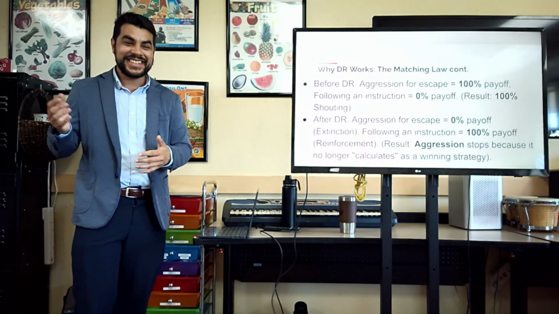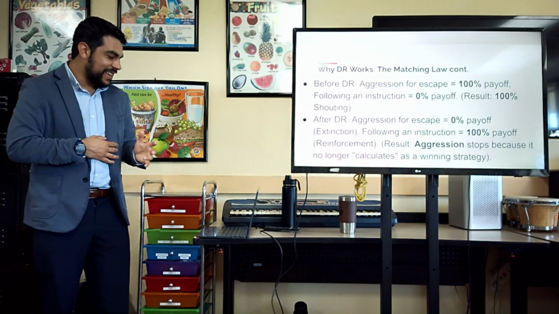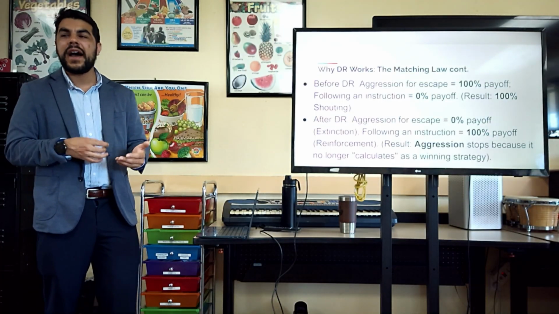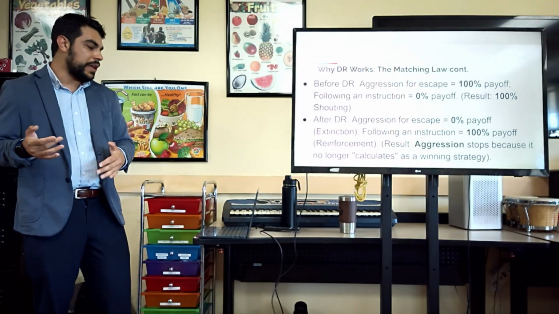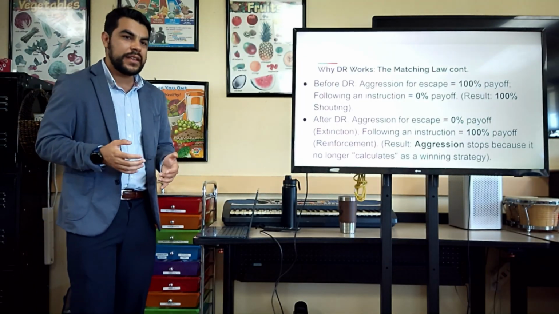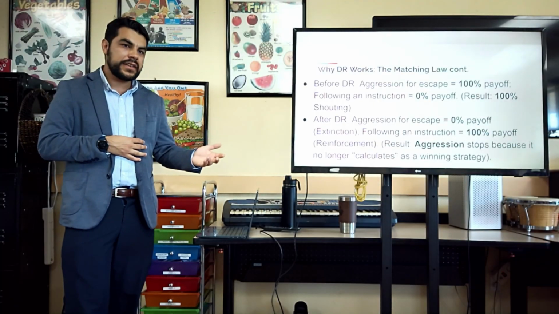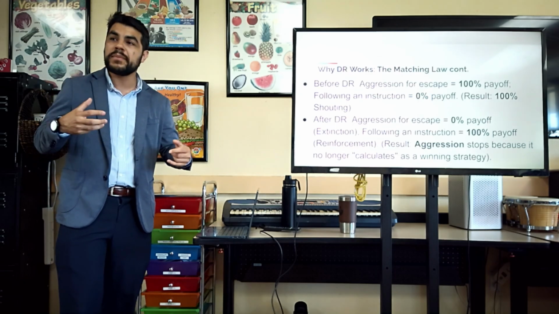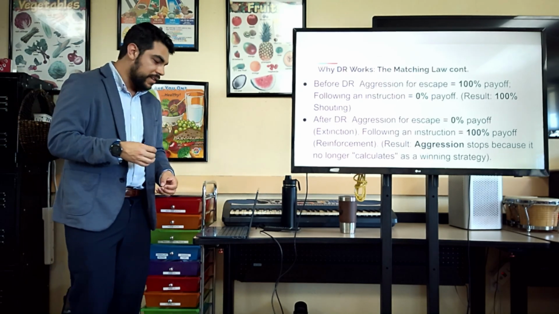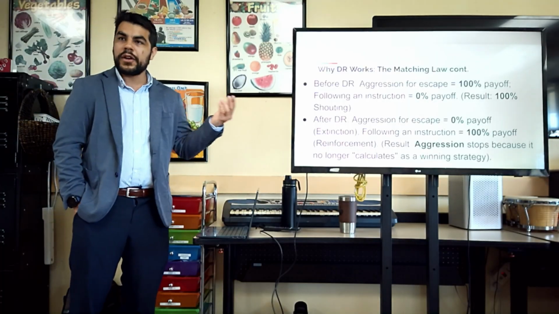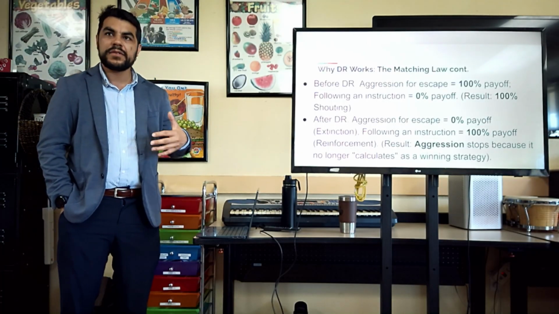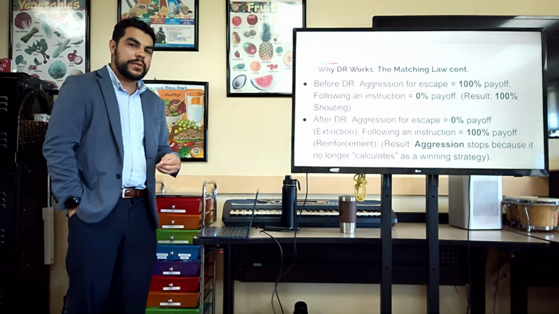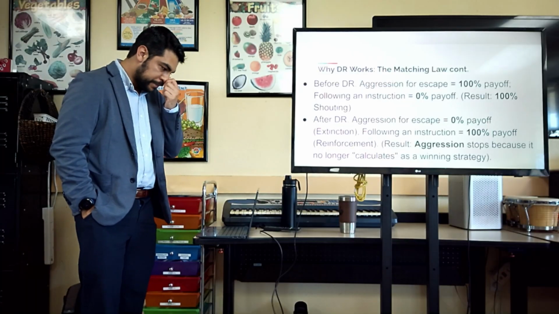Using the proper response didn't lead them to getting what they want, i.e. escape. So if we implement differential reinforcement, place aggression on extinction, and then following instructions 100%, maybe implementing some demand fading along the way, then aggression is going to be extinct. It's no longer going to be effective at getting reinforcement, and following simple instructions works well.